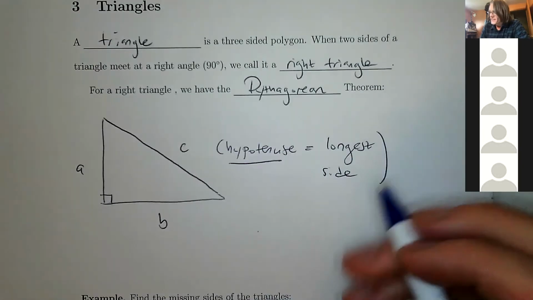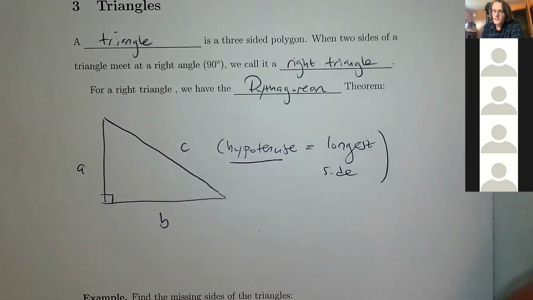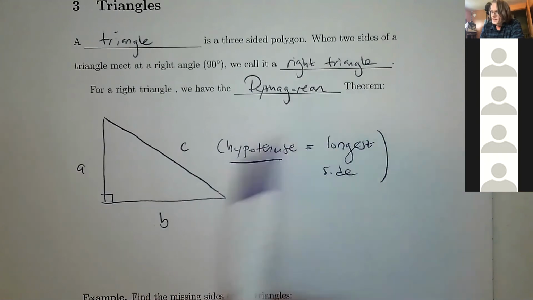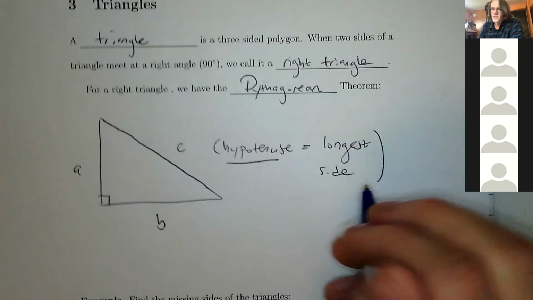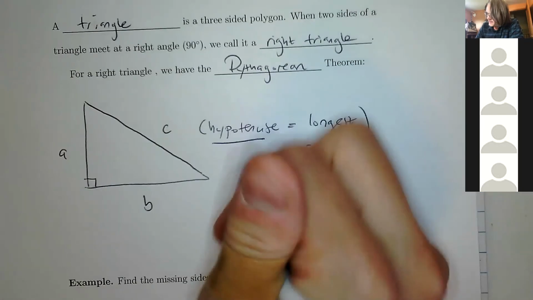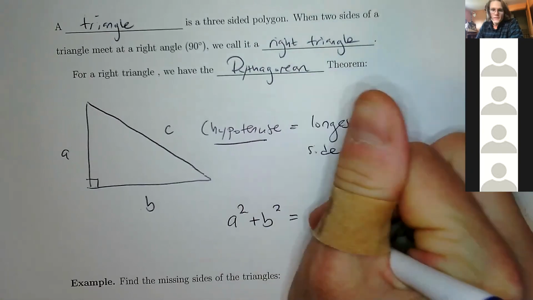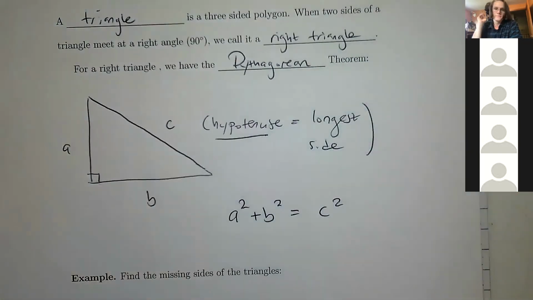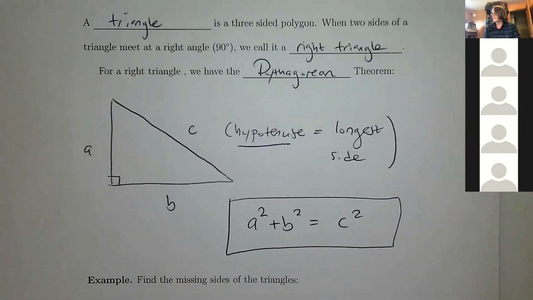As I was saying, you always know the hypotenuse because it's the longest side. Alternatively, it's the side opposite the 90 degrees, because the degree corresponds to the length of the opposite side. Doesn't matter. Just know it's the longest side. So the theorem is that the two smaller sides, squared and added together, equal the bigger side squared. This allows us to find missing sides of right triangles.